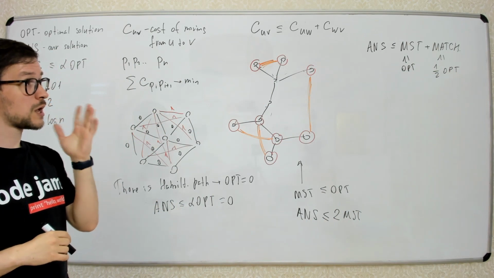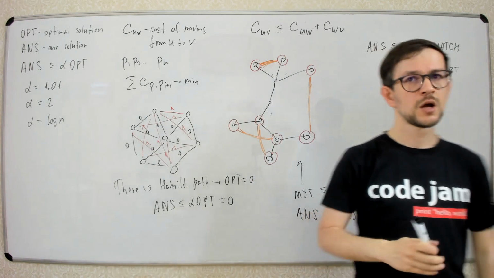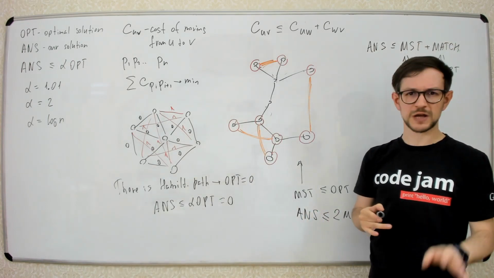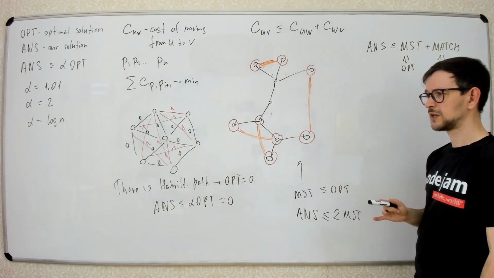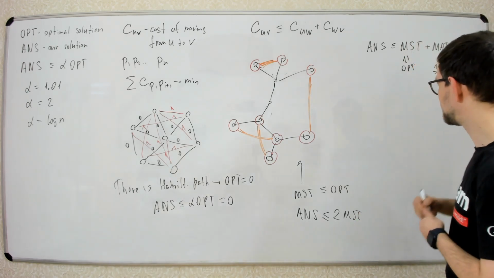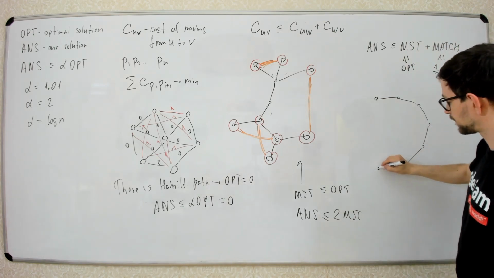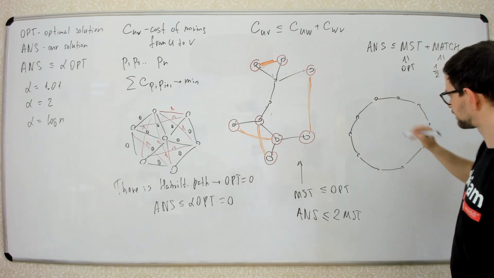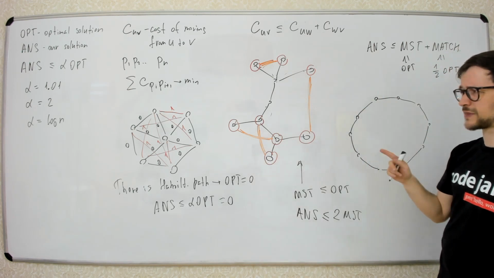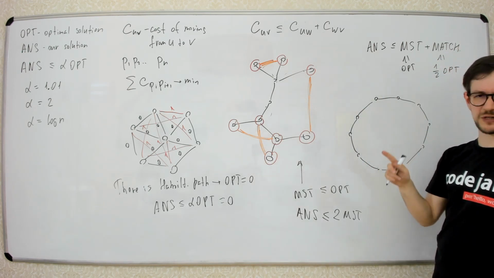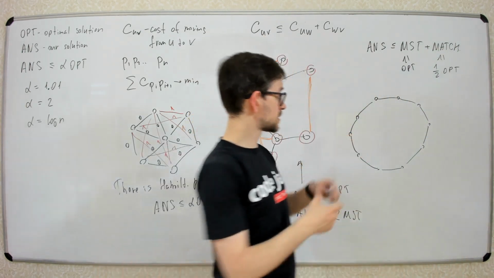Well, let's look at the optimal answer. The optimal answer is that we had a cycle. Let's talk about cycles. It's true for paths also, I believe, but it will be easier with cycles. So let's have some optimal answer. If you want to find the optimal path, it's a little bit different, but it's still the same. So this is the optimal answer.